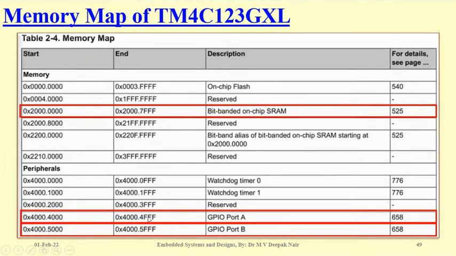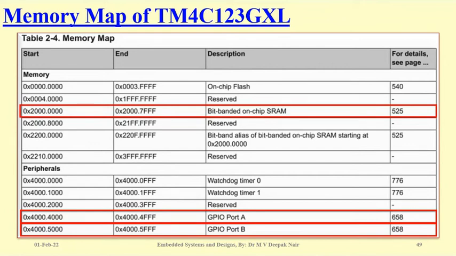How many registers are allotted to port A? If someone asks you, it is 4 KB. 4 KB registers are allotted, or you can say 4096 registers are allotted to port A. How many bits are there in port A? Usable bits, 8 bits. You can connect 8 LEDs or 8 switches to port A. But how many registers are there to program port A?